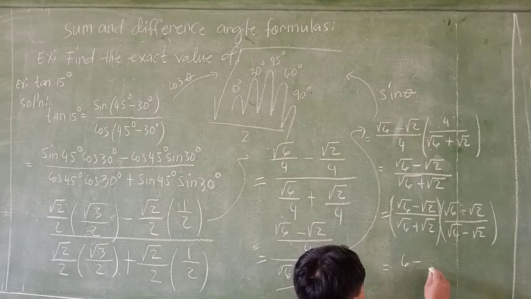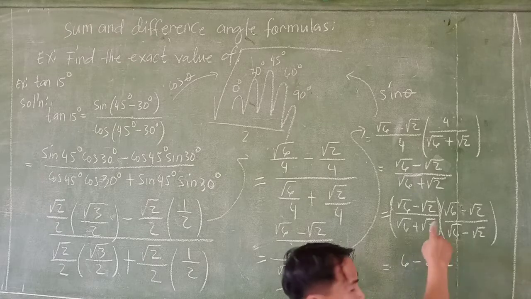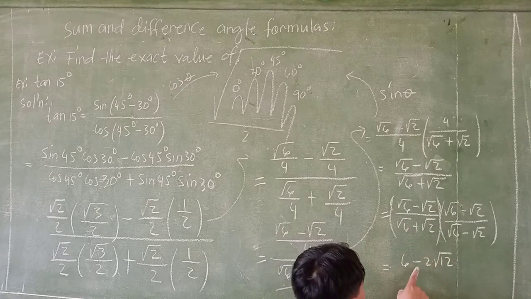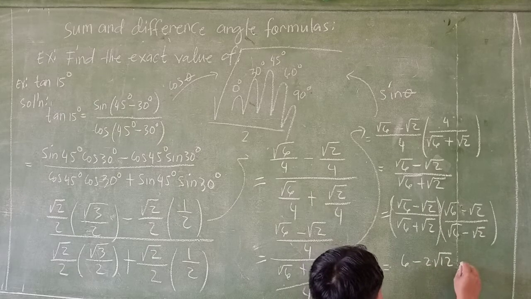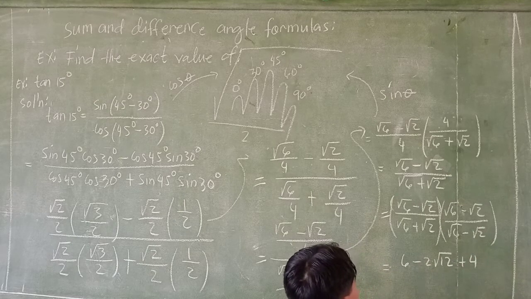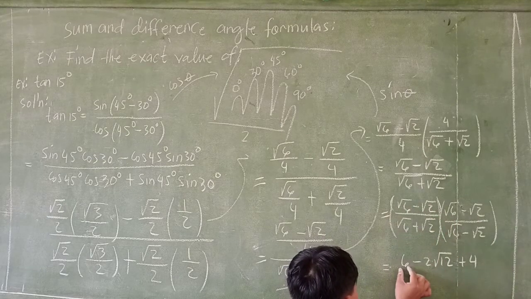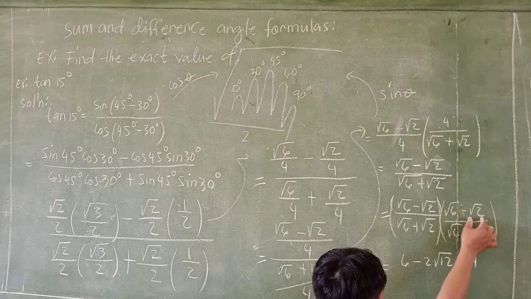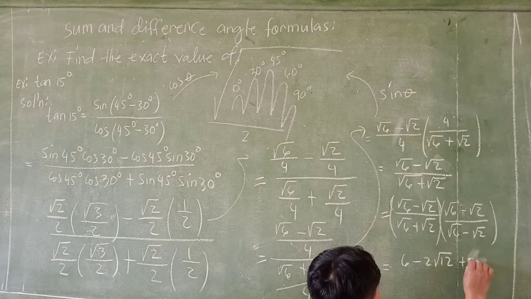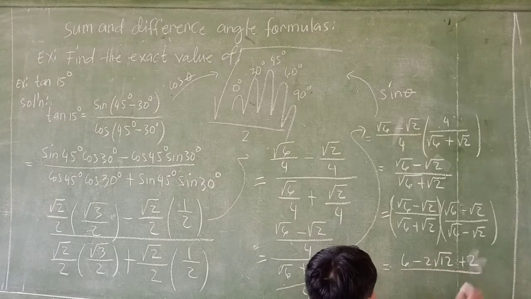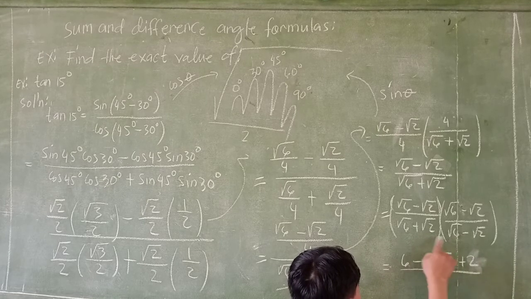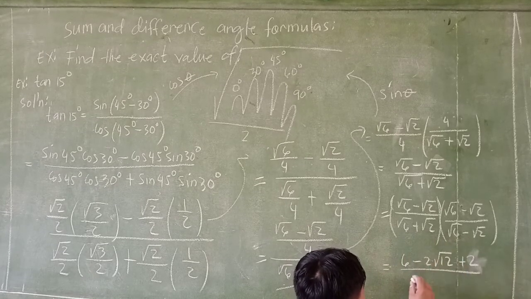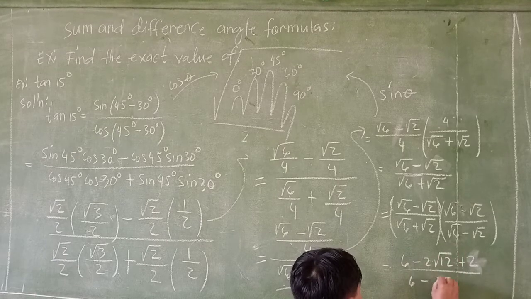Square root of 6 minus 2 times square root of 12. You can multiply it mentally. So, 6 minus 2 times square root of 12 plus 4. That will be the result. Square root of 6 squared is 6. Then negative 2 times square root of 12. Then negative square root of 2 times negative square root of 2 is positive 2. Over, we have here the difference of two squares, so the result has a minus: 6 minus 2.